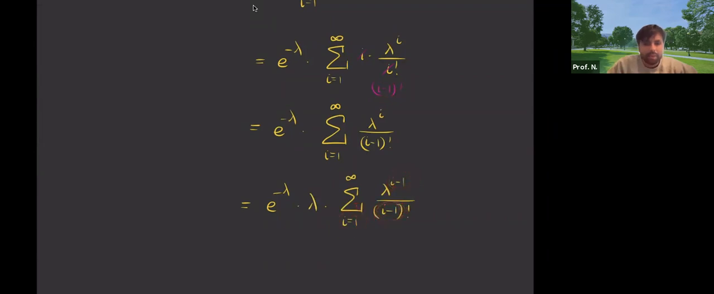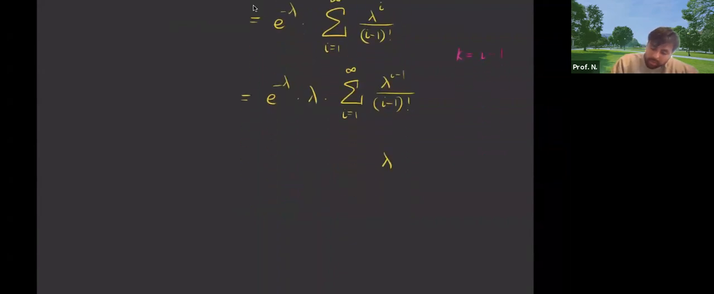I've got this i minus 1 business here. So what if I call this k? What if I call k equal to i minus 1? Then this new expression will be lambda to the k over k factorial. And if i is equal to 1, then k is equal to 0. So I can rewrite this as the sum from k equals 0 to infinity of lambda times e to the negative lambda.